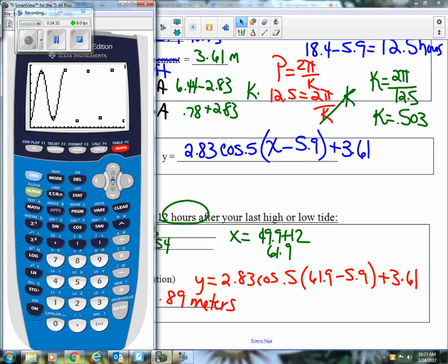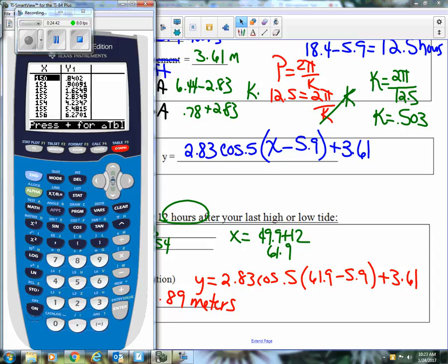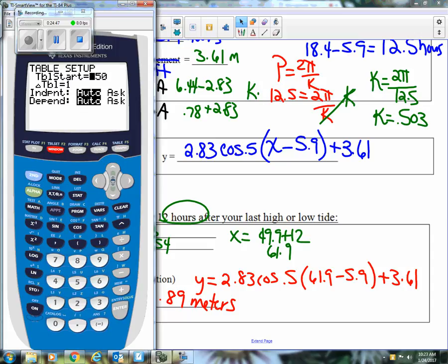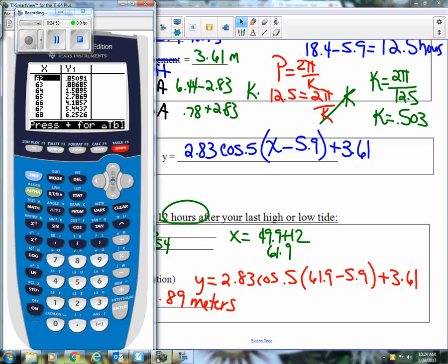So we have our data points, we have our model. Look at how cool that is, you guys. It actually models the heights of that tide that we did. So if I wanted to go to my projection, I was going to look at 12 hours past. Let's go to our table set. We wanted to do 61, 62 hours. So I'm going to start my table at 62 hours past midnight, and let's see how close our projection was.